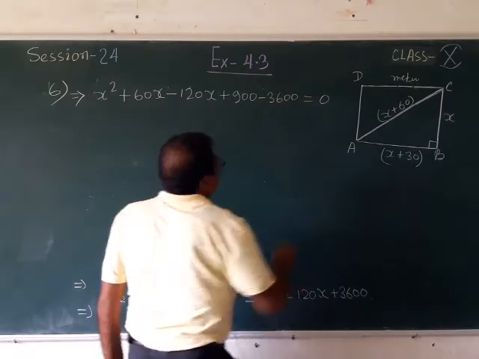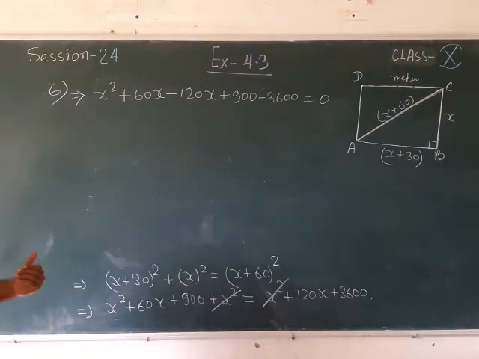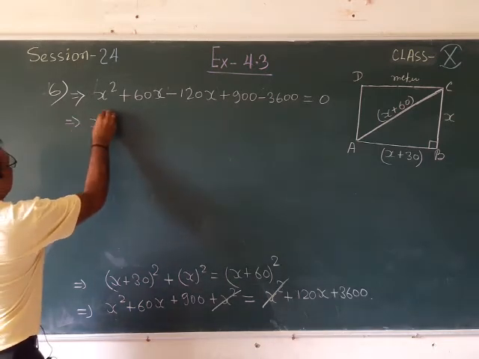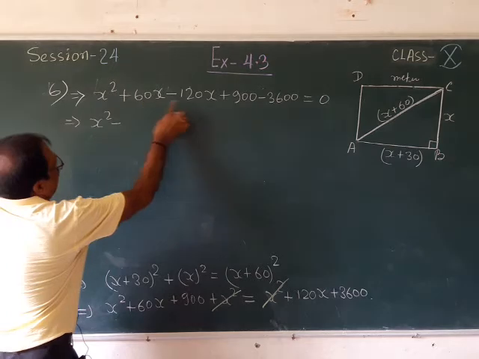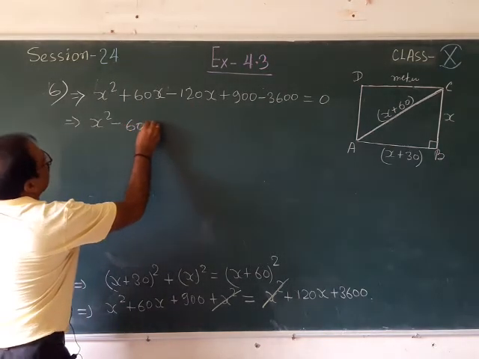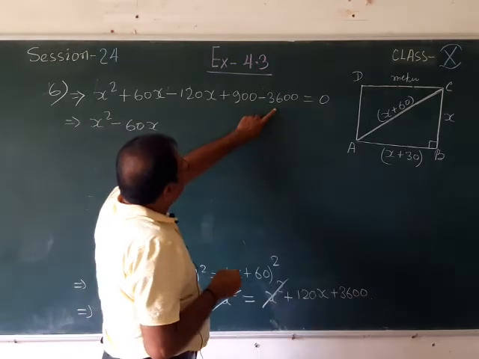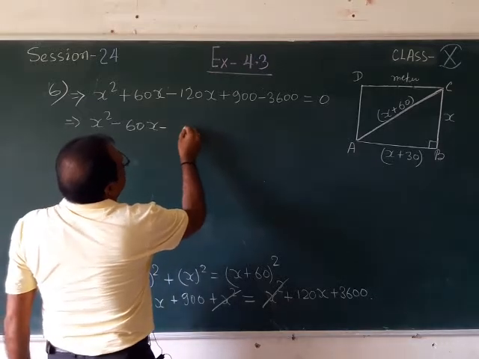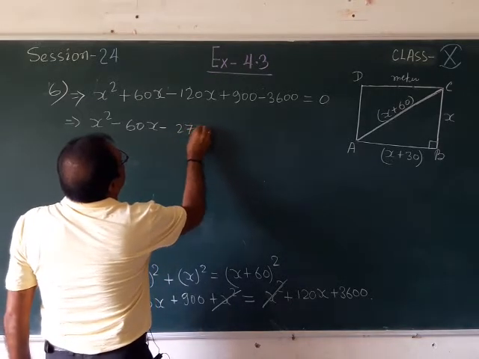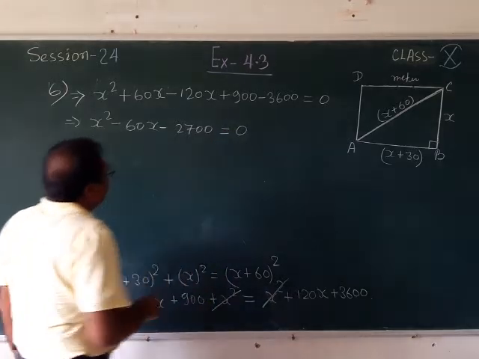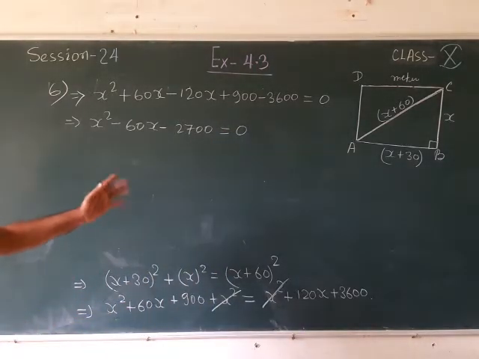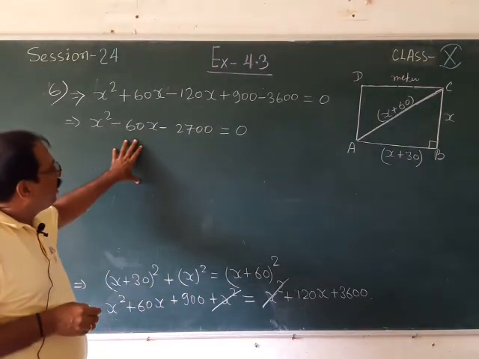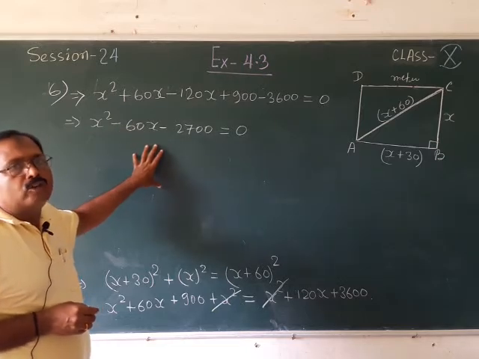So, all the terms from the right side I have taken to the left side, and then I can form the quadratic equation. Now, you can see it becomes x square plus 60 minus 120 will give you minus 60x, and here 3600 minus 900, how much will it give you? Minus 2700. So minus 2700 is equal to 0. Now, you can see that it is in the form of a quadratic equation, and I can solve it by any method.